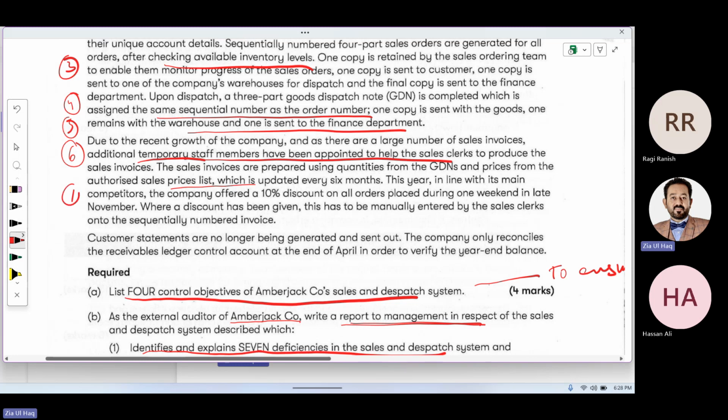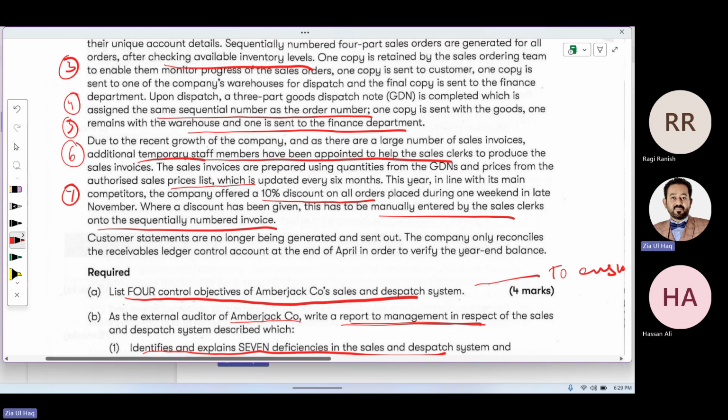Because if the price list is updated every 6 months, it might be showing old prices while new prices could be different. Prices do not remain the same for 6 months. This year, in line with its main competitor, the company offered a 10% discount on all orders placed during 1 week in late November. And when a discount has been given, this has to be manually entered by the sale clerk onto the sequentially numbered invoice.